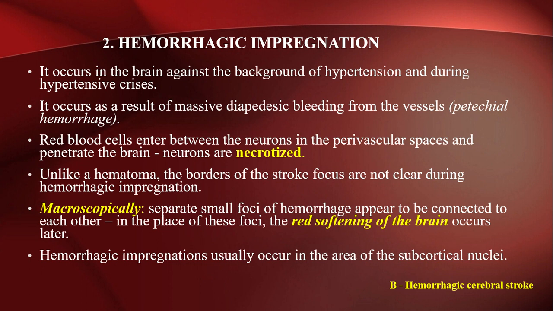Macroscopically, the separate small foci of hemorrhage appear to be connected to each other. In the place of these foci, the red softening of the brain occurs later. Hemorrhagic impregnations usually occur in the area of the subcortical nuclei.